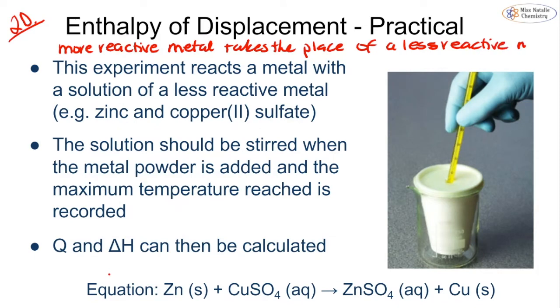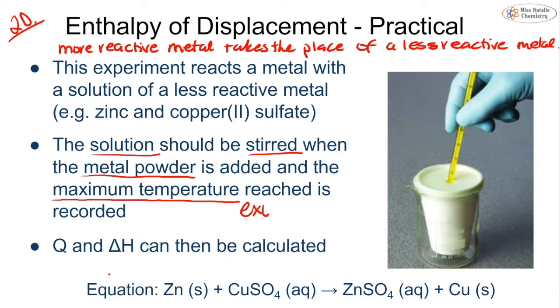So we have to know our reactivity series to make sure that we're going to get an actual reaction here. But in this case, we are being told that we have zinc reacting with copper sulfate. So zinc is higher on the reactivity series than copper, so it should displace it. And what we do is we have our solution of copper sulfate, we add in the metal powder, and we stir the two things together. And as we stir it, we watch the thermometer and we look for the maximum temperature that is recorded.